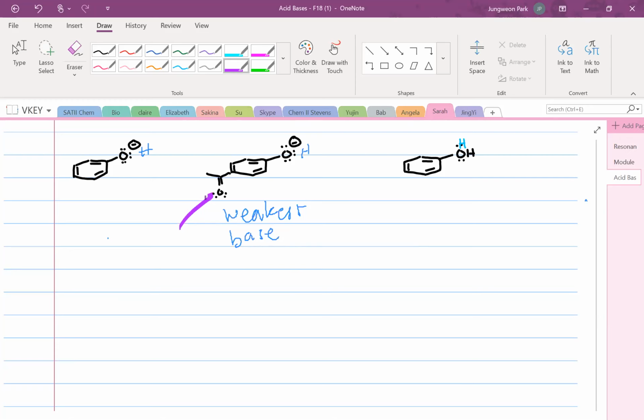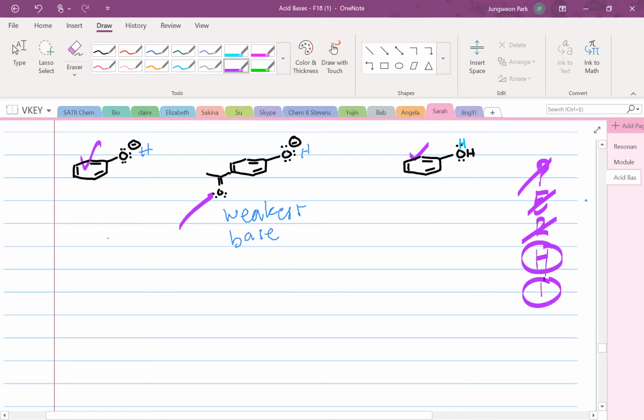Okay, what about the first one? So it's got a negative charge, and that negative charge is being stabilized by that resonance, right? So in PERCH, R is out, E is out because they're all oxygens, polarizability are all out. So now what are we looking at? Hybridization and induction. And we've already discussed induction. So now we have to look at hybridization.